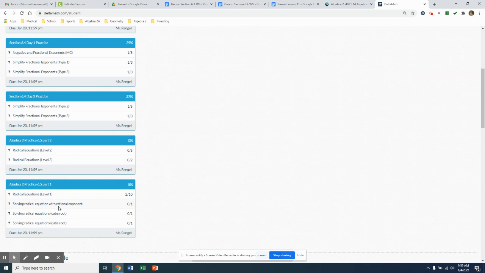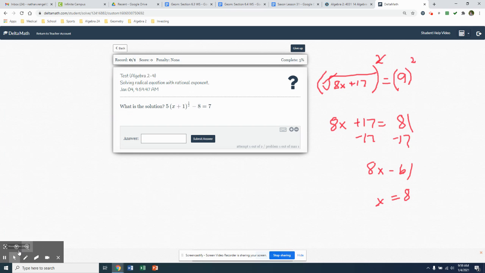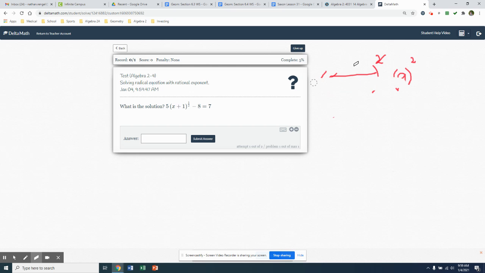Our next section, we're going to start looking at solving radical equations with a rational exponent. Let me get this cut off here. Now, a rational exponent is an exponent that is a fraction. That's what we were talking about in sections 1 through 4 in the first half of chapter 6. But really what a rational exponent is, it's really a radical. So if I look at this, I have a 1/2. This really means I'm talking about the square root of x plus 1.